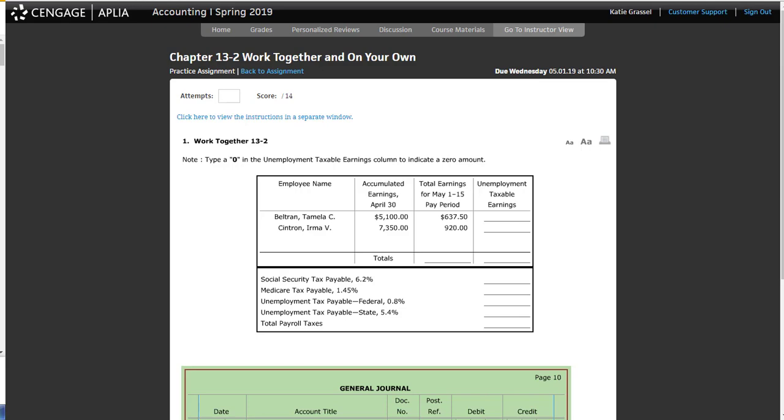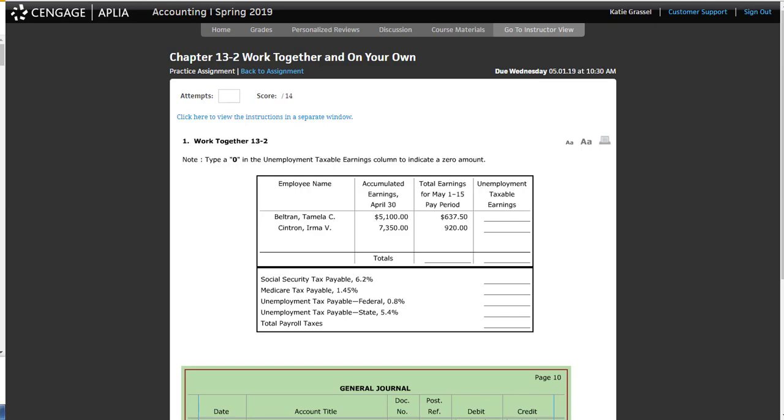Okay, so when we look here, I have 2 employees. They give us the amount of the earnings, $5,100 and $7,300. Why would they give us that? Remember we talked about tax base? So, as of April 30th, did any one of these exceed that tax base? No. Now, we have pay period May 1st to 15th. So, this is before their pay period. This is the next paycheck.